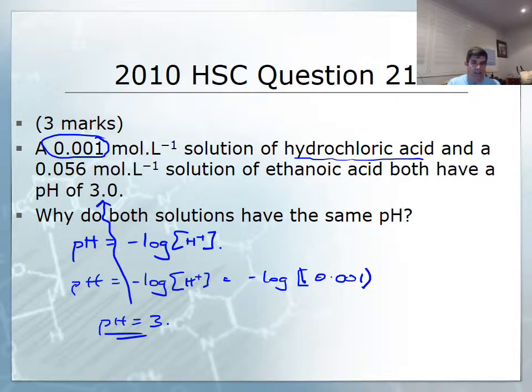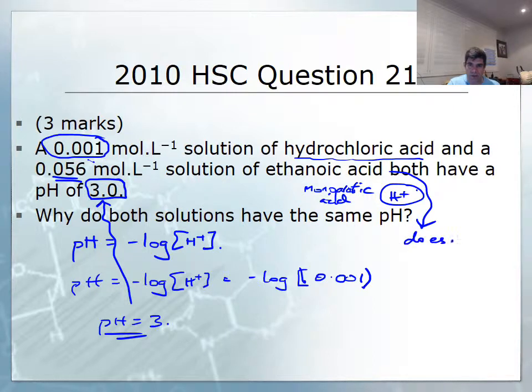But clearly, the ethanoic acid, even though it's a monoprotic acid, so it's only going to liberate one H+ ion per molecule, it's got a much higher concentration. So therefore, if it also has a pH of 3, then that must be because this one, the ethanoic acid, does not fully ionize.